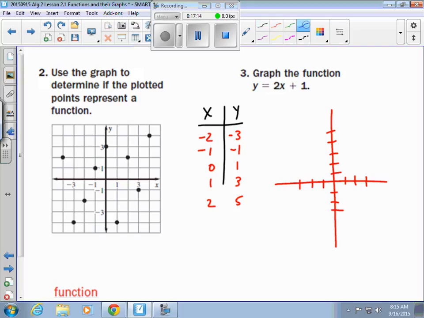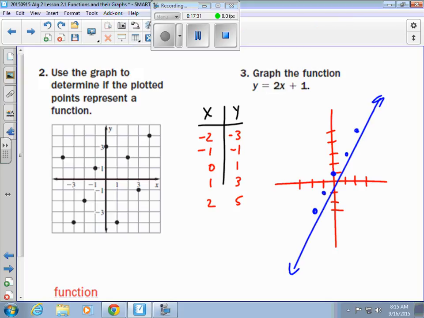So negative 2, negative 3 is first. At negative 2, negative 3, that's your first point. Negative 1, negative 1 is your second point. 0, 1 is your third point. 1, 3 is your fourth point. And 2, 5 is your last point. You can see the straight line. Again, I know I can't draw a straight line through it, but that's where it would be if I could, right through those points.